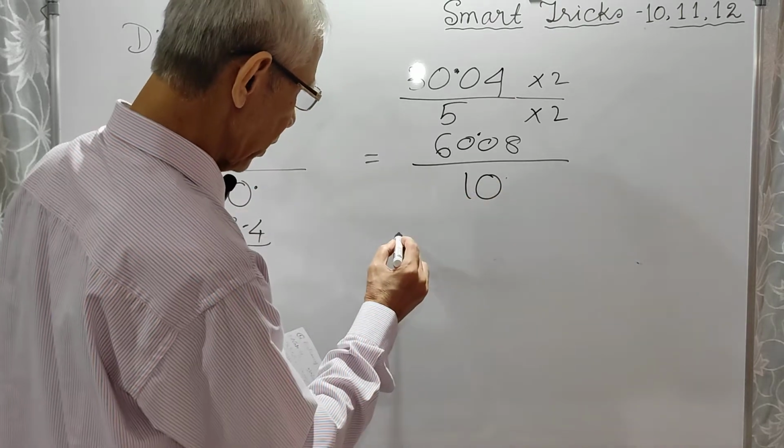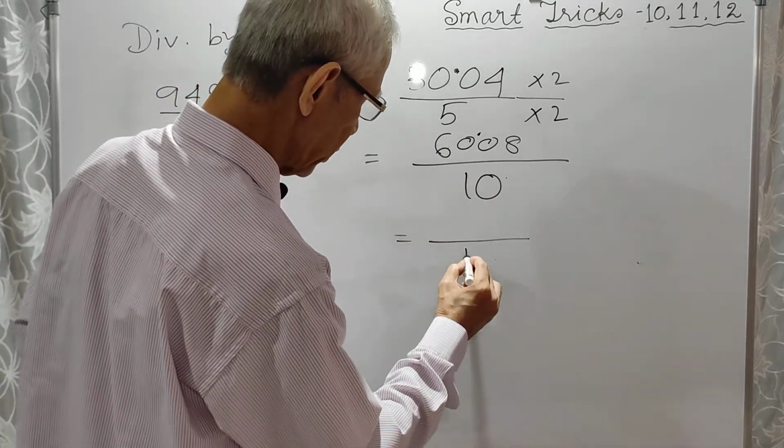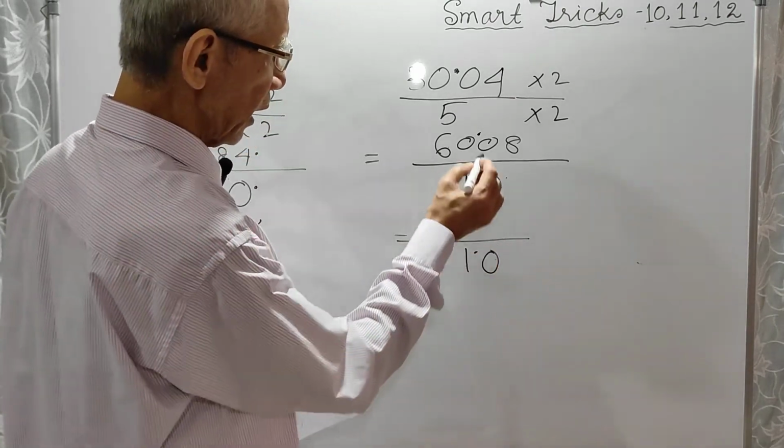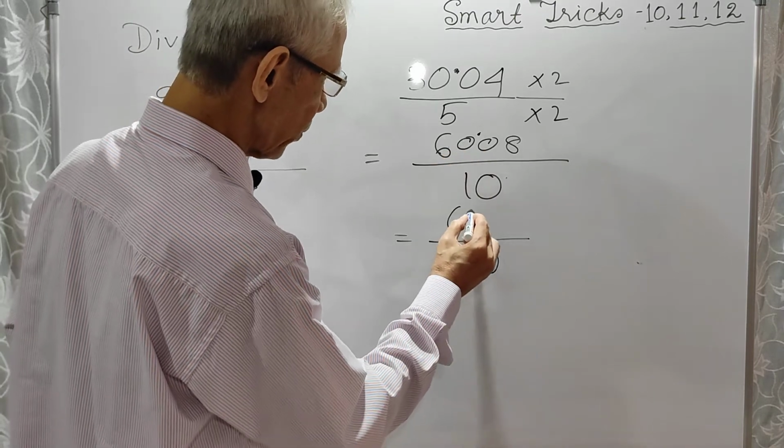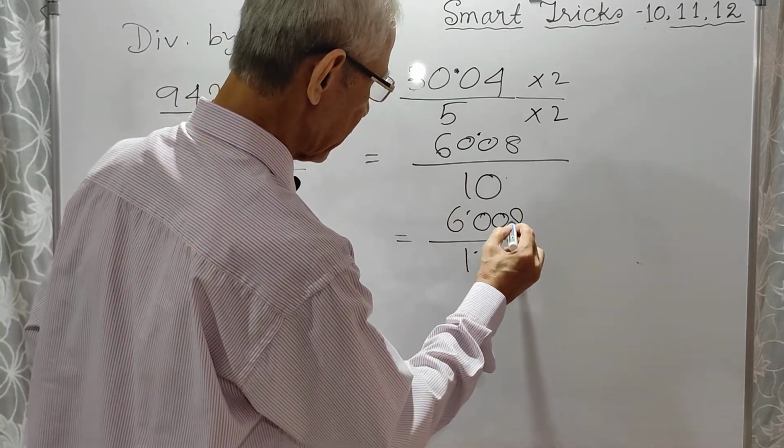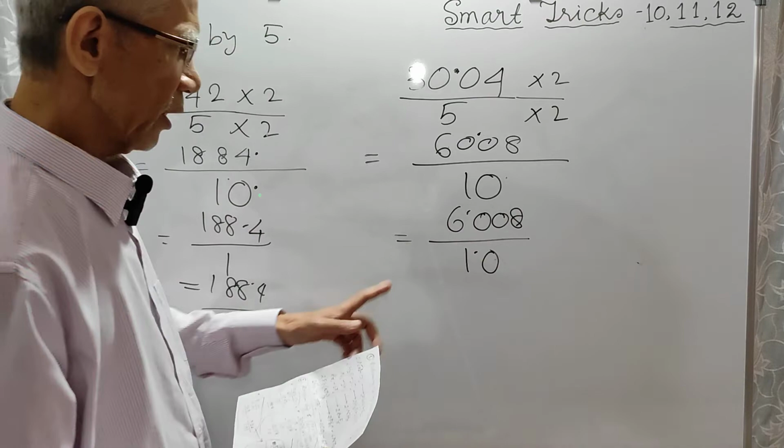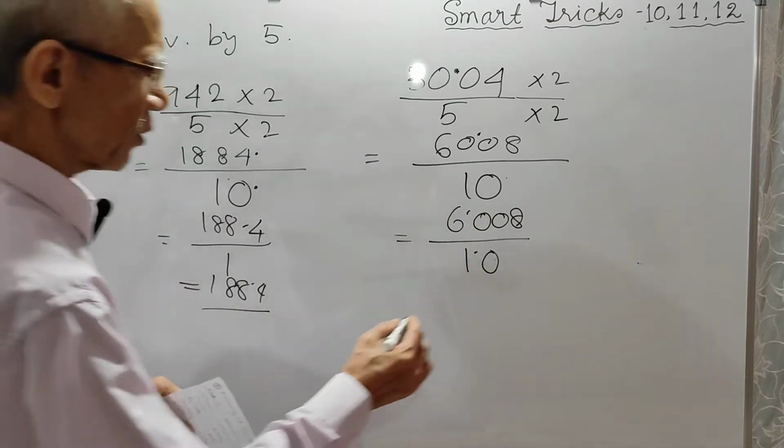Now, so decimal is here. So shift the decimal 1 digit to the left. So it will become 1.0. 1.0 means 1. And then decimal here. So 6.008. So 6.008 by 1. That means 6.008. So what is the answer?